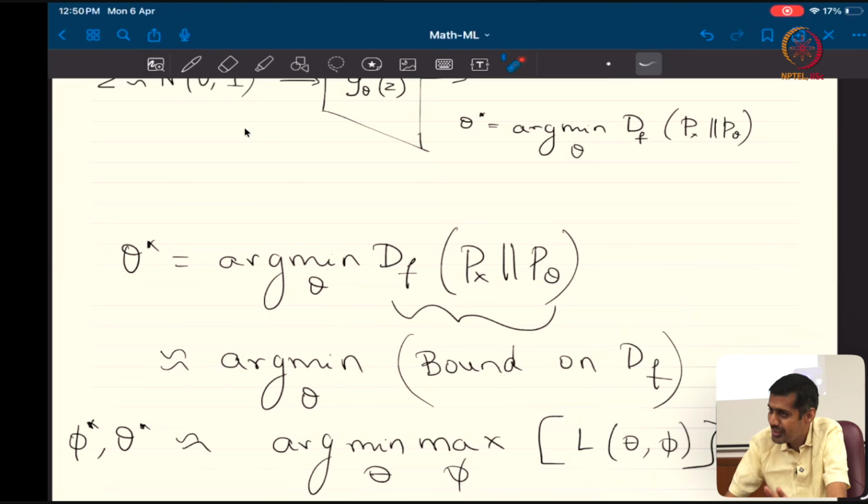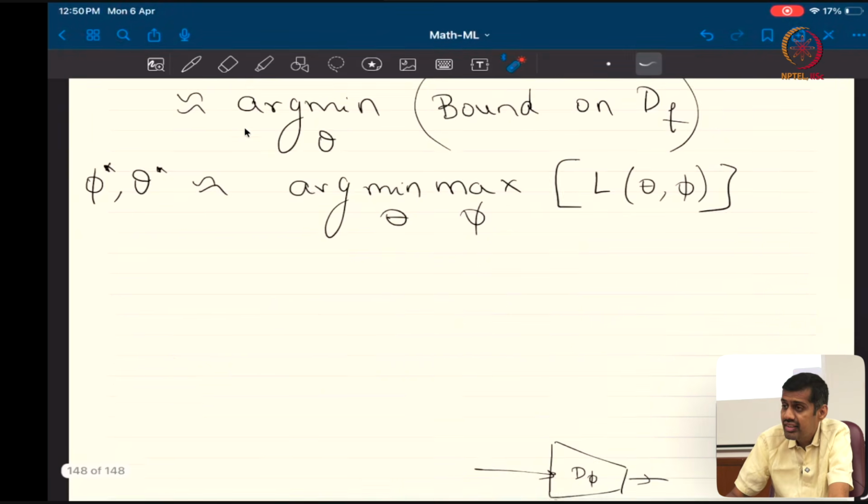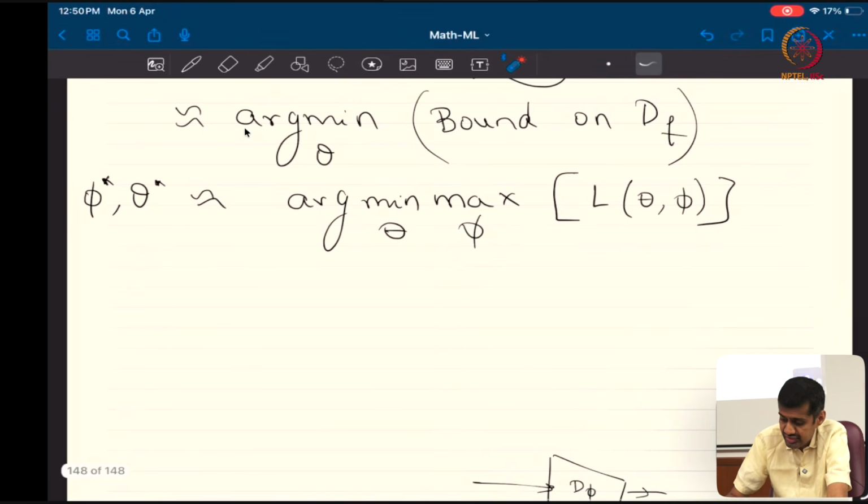Okay, I will talk about that as well, but from a probabilistic standpoint, remember what is happening, we are still minimizing the divergence metric, in this case a bound on it, right. Okay, anything else? Yeah.